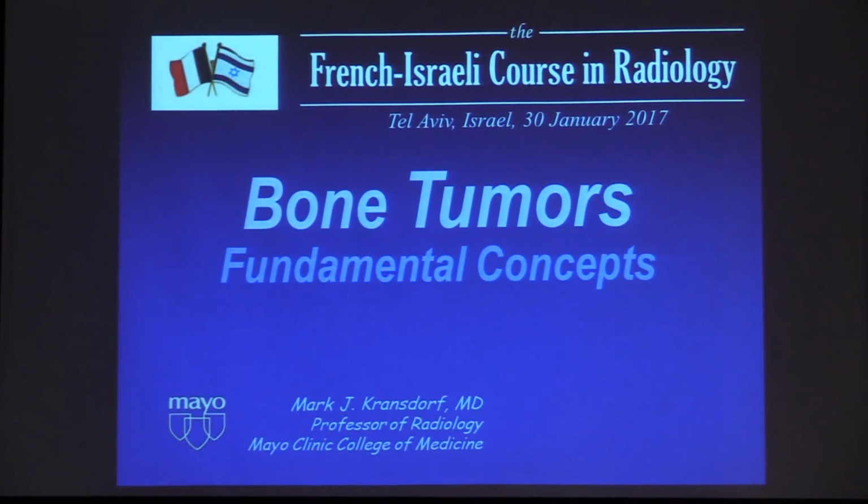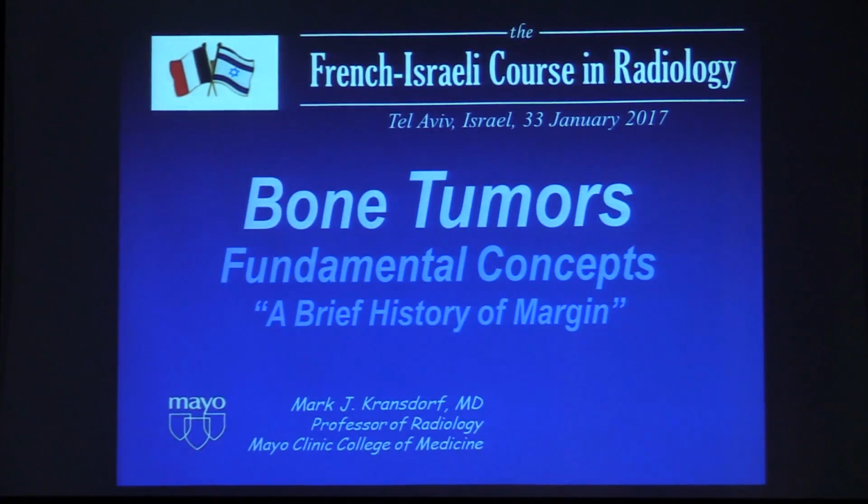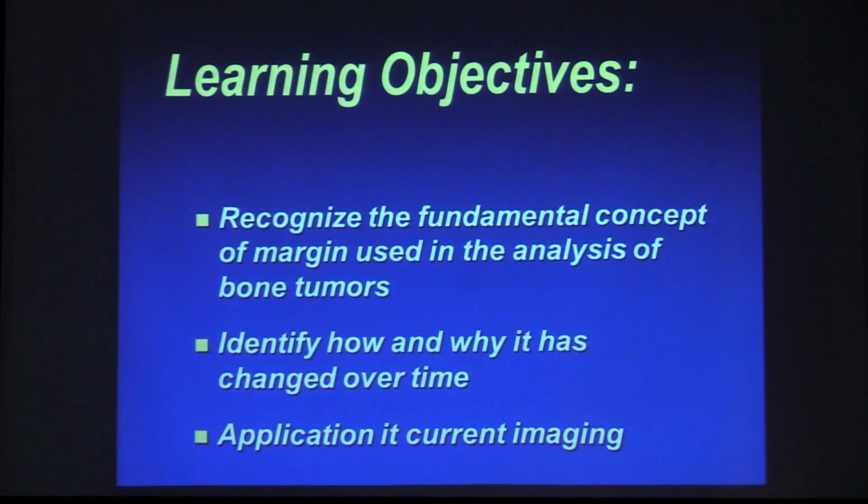For lack of a better term, I'd like to subtitle this A Brief History of Margin in the Assessment of Osseous Lesions. Specifically, at the completion of this session, I'd like you to be able to recognize the fundamental concepts used in the analysis of margin in the assessment of bone tumors, and identify how this has changed and why it has changed over the years since it was initially described by Ludwig, and how these changes are so important in the application of the new imaging modalities that we use today, specifically MRI and PET.